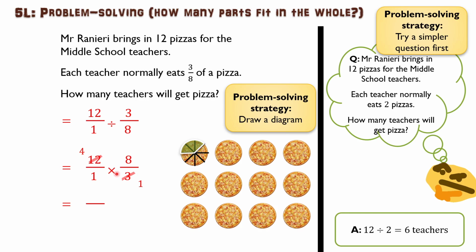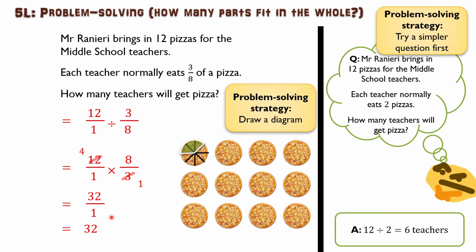The numerator is 4 times 8, which is 32. And the denominator is 1 times 1, which is 1. This says 32 over 1, or 32 divided by 1. 32 divided by 1 is 32.